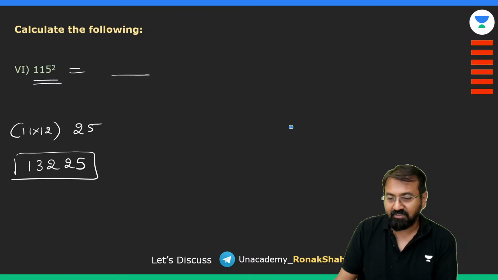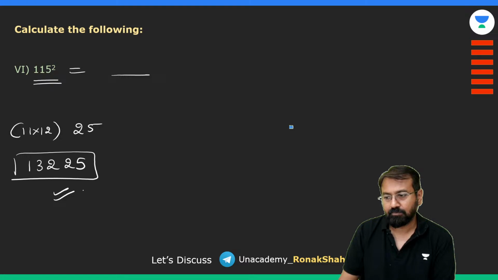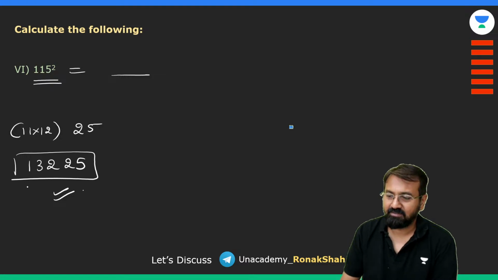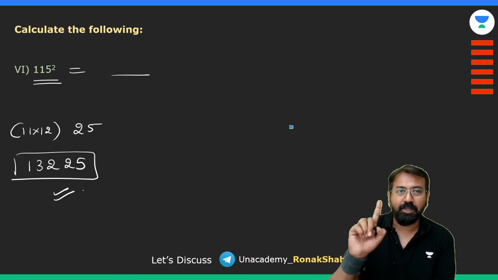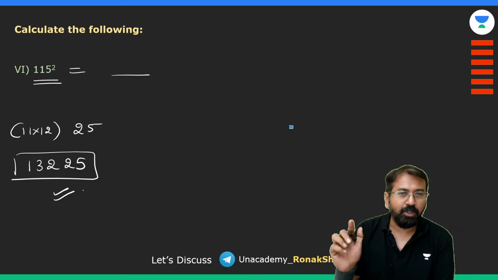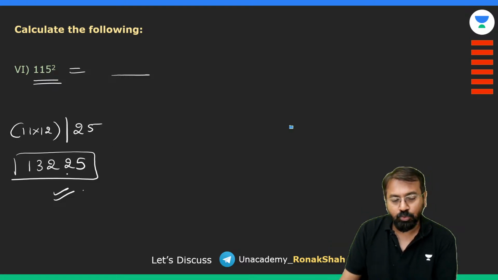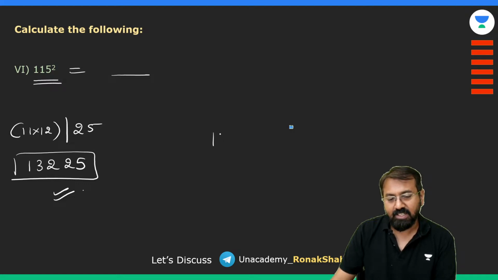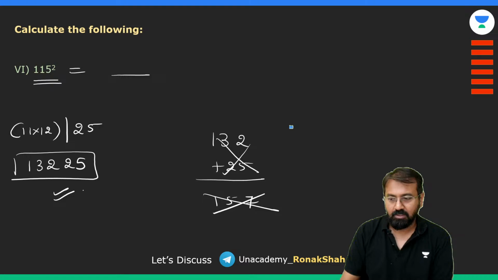Aryan, why 131, my dear? It has to be 132, na? What is 11 into 12? Correct. And it's not plus 25. Please understand, it's not plus 25. You need to combine 25, right? So 13225. Otherwise, you will commit this mistake: 132 plus 25, so it's 157. It's not correct. Remember this.